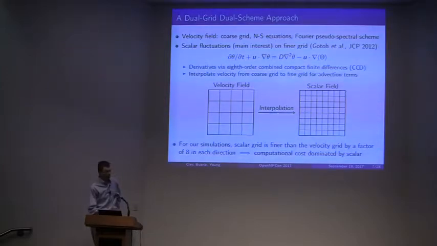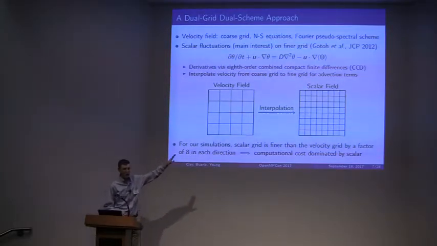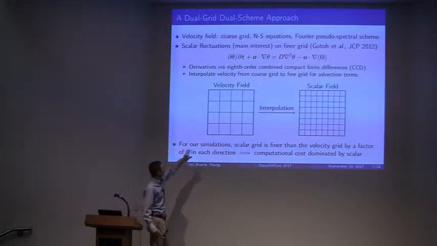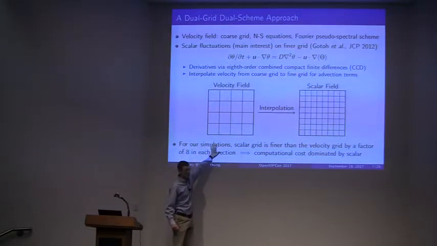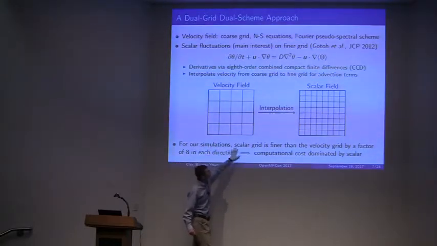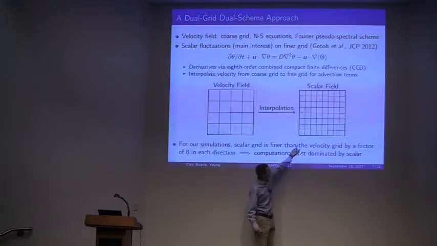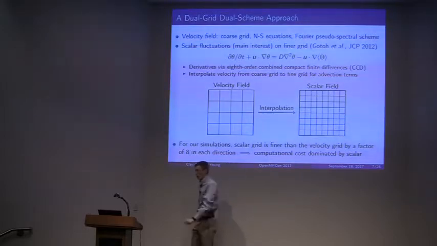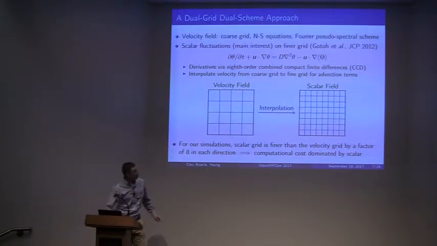So our basic code, this is kind of like a 2D schematic of the code, but what we'll do is we'll have a velocity field that's being simulated on a relatively coarse grid because the Navier-Stokes computation is a very complicated one. But then we'll have a little bit simpler computation going on for the scalar field on a much finer grid, and we'll have an interpolation operation for the velocity field to go from the coarse to the fine grid, and then we'll use the compact finite differences over here to take the derivatives of the scalar.